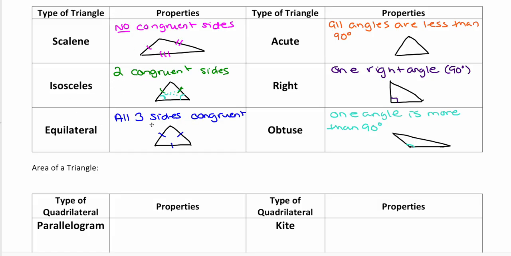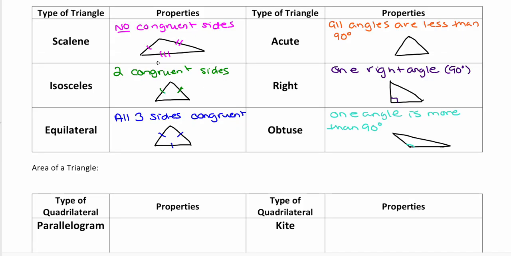So an equilateral triangle, if all three sides are congruent, then all three angles are also congruent. And that's actually called equiangular. Equilateral means same sides. Equiangular means same angles. They actually go hand in hand every time. Again, only with a triangle. So if all three sides are the same, then all three angles must be the same. And that has to be 60 degrees, 60 degrees, and 60 degrees.